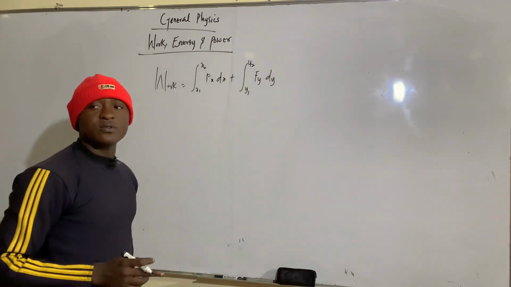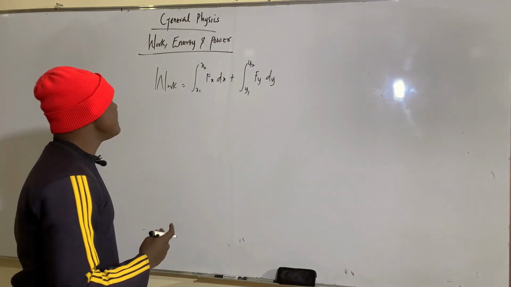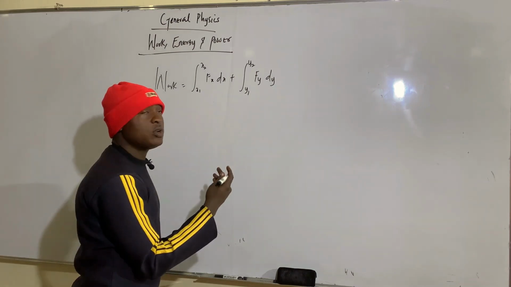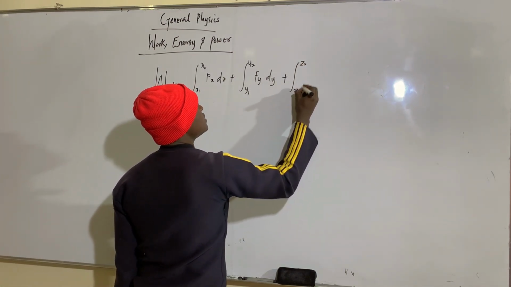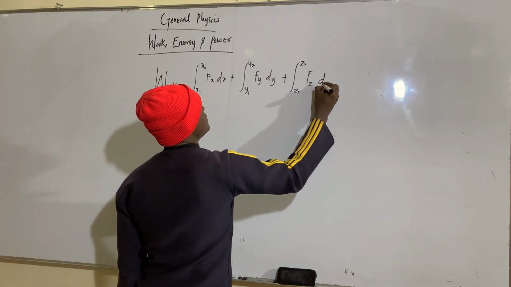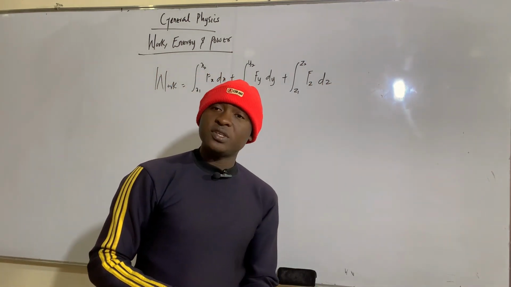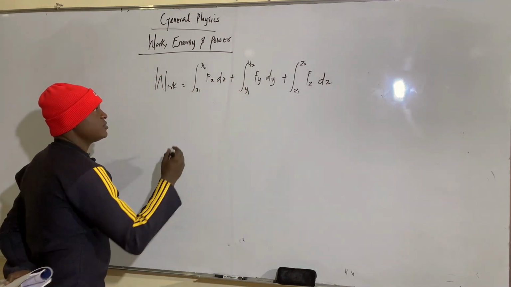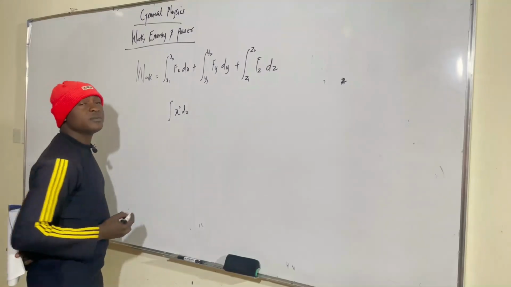So this, if you are given only two directions, recall I talked about directional vectors i, j, k. So if you are given two, you stop here. But if you are given three, then we have this one too as well: the integral from z1 to z2 of f of z dz. It's just a simple integration, and I believe we learned how to integrate values, right? So for example, let's say I want to integrate x squared. Yes, this is simple mathematics.